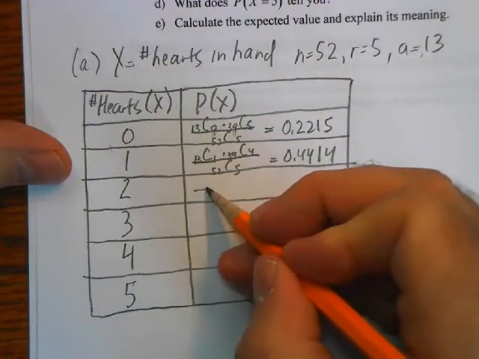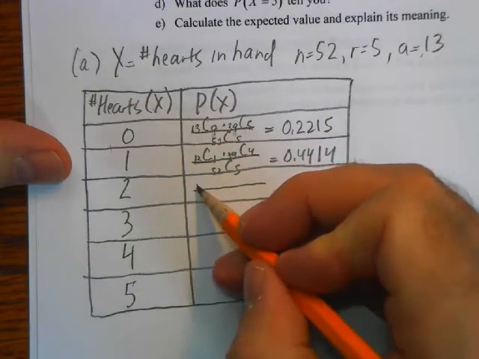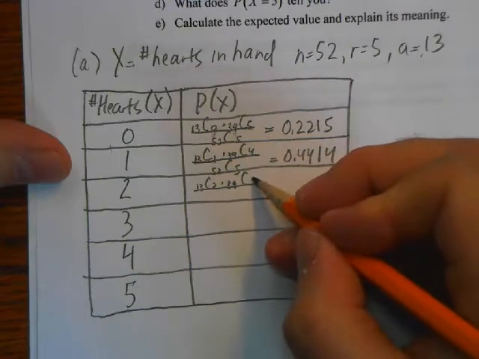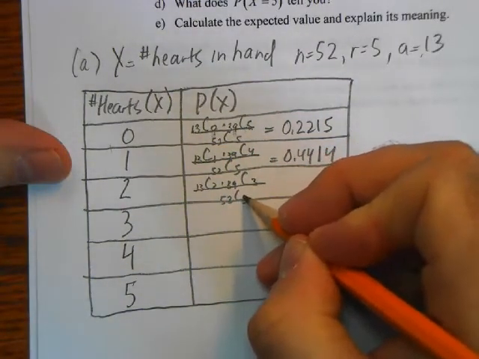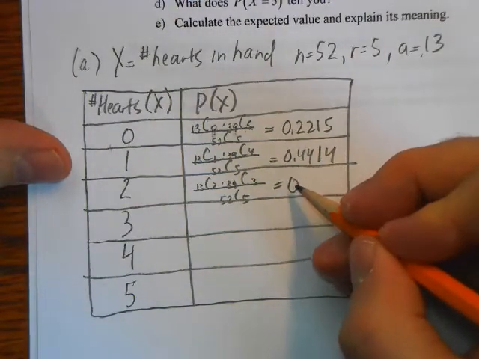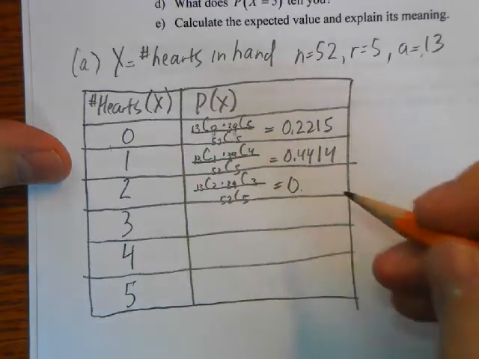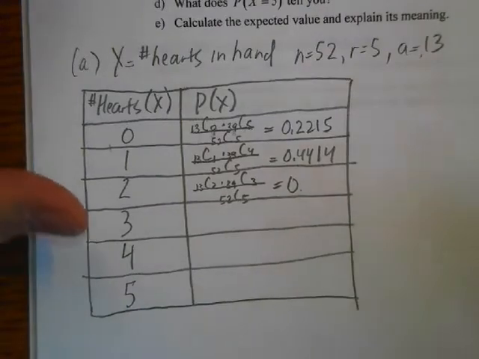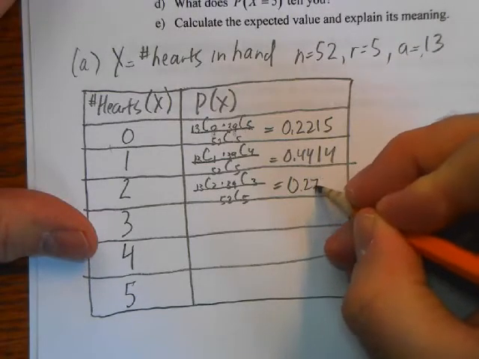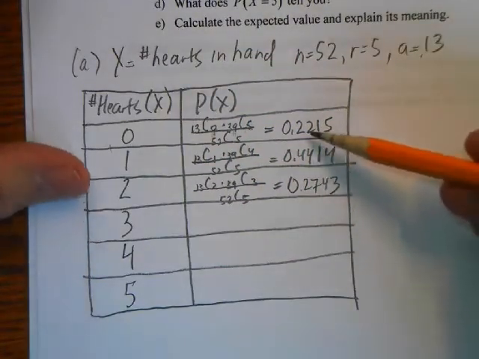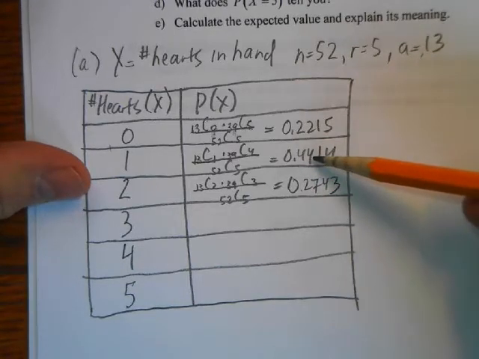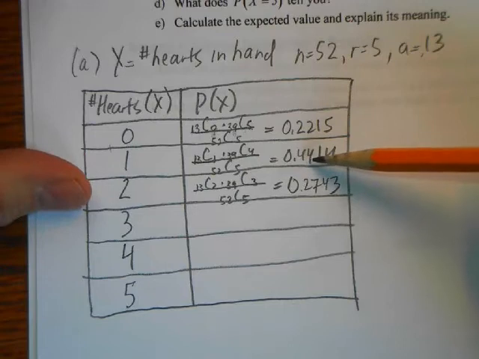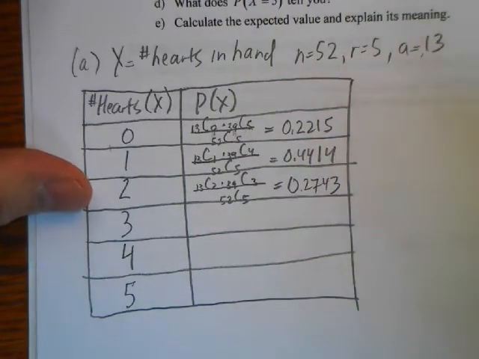Okay, so hopefully you see the pattern here. Now we're choosing 2 hearts: 13 choose 2 times 39 choose 3, since we're picking 2 hearts, that means 3 non-hearts, over 52 choose 5. Hold on one sec, let me just double check this number. Okay, that is 0.2743. So the probability of getting 1 heart in a 5-card hand is pretty high, 44%, and then 2 would be 27%. It looks like it's peaking at 1, and it's going to keep dropping because it would be very rare to have 5 hearts in a 5-card hand.